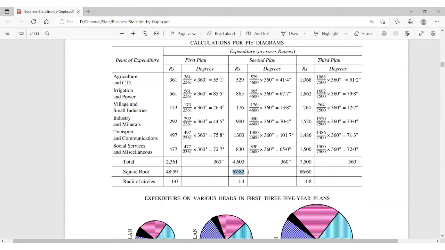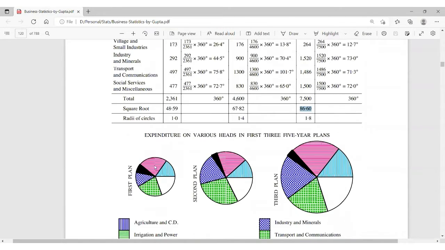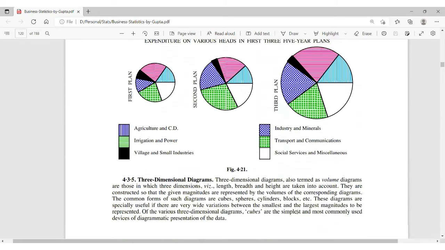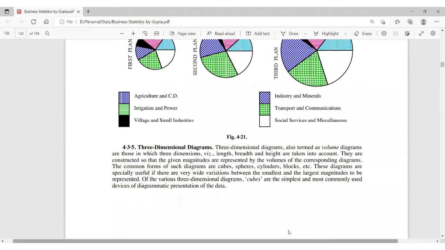Similarly, total 4600, square root is this. The total is 75, square root is this. So, the smallest one is this. So, what we do, we make it proportionate. Proportionate means whatever the lowest among these, 48.59, divide this by 48.59, this by 48.59. First comes to be 1, second comes to 1.4, then 1.8. This is the radius. Got it? Yes, sir, got it. In the similar way, draw 3 circles and according to this angle, draw this.